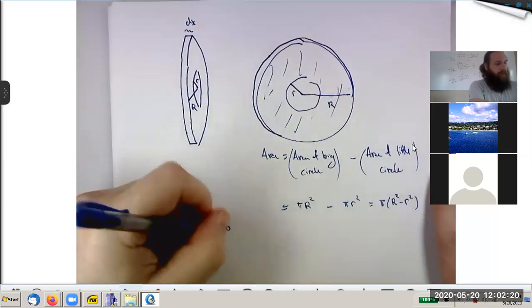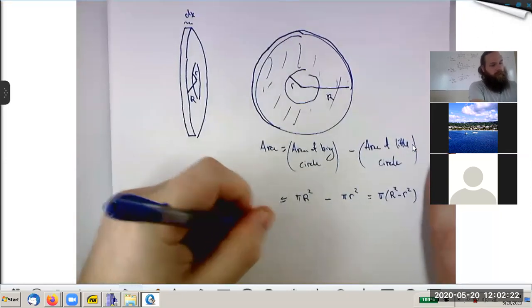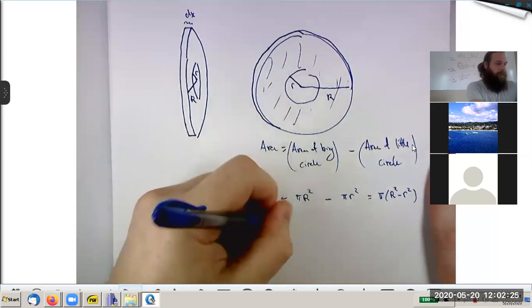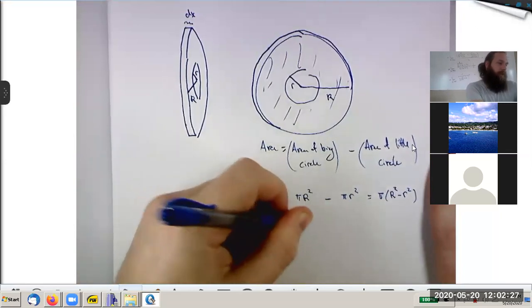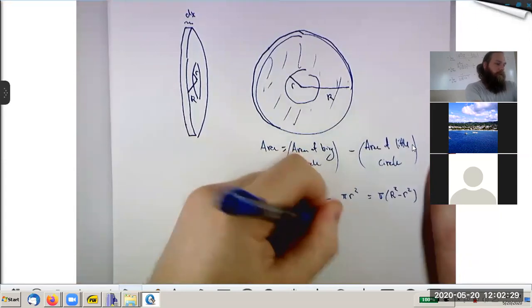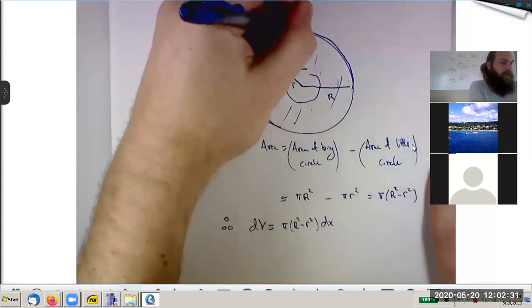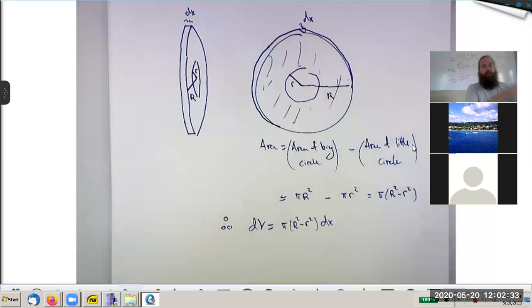So therefore, dV is pi times capital R squared minus little r squared times dx, because this thickness is dx. Does that make sense?